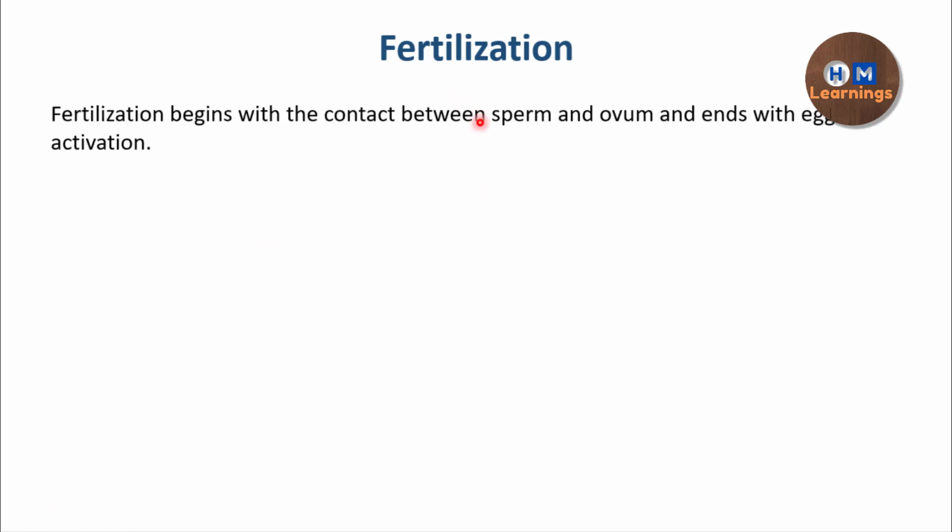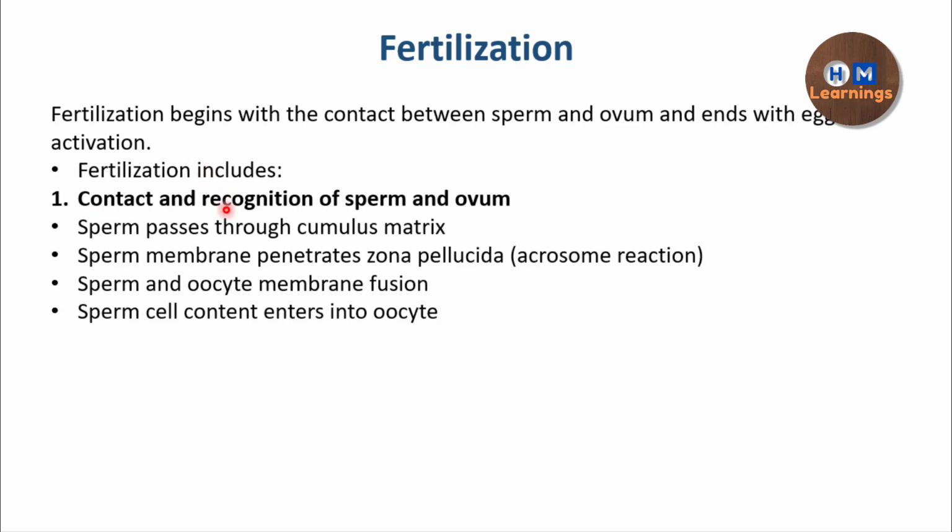Now what is fertilization? We all know that fertilization means the fusion of the male and female gamete, but that is not the complete elaboration of the term. It is basically a multi-step process which starts with the contact between the sperm and the egg, and ultimately ends with egg activation. Ultimately it results in the formation of a two-cell stage, through the first mitotic cleavage.